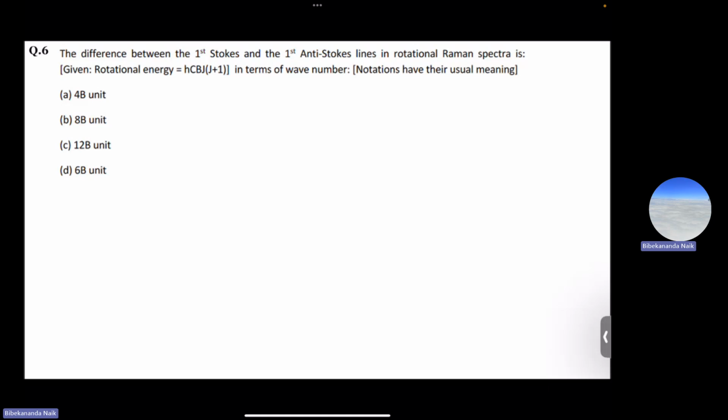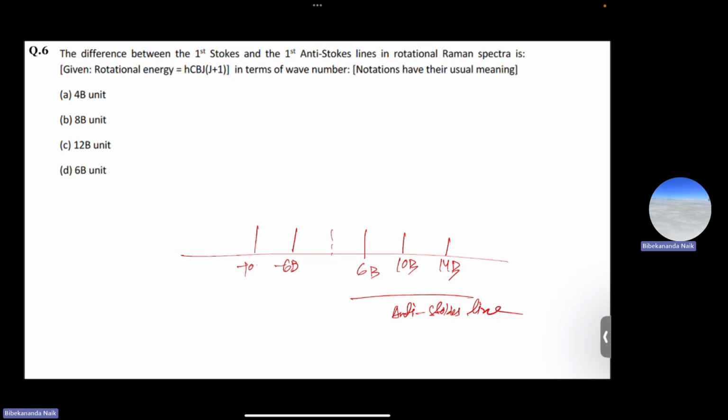So if you remember the spectra that we drew, it was 6B, 10B, 14B, anti-Stokes line, minus 6B, minus 10B, minus 14B.